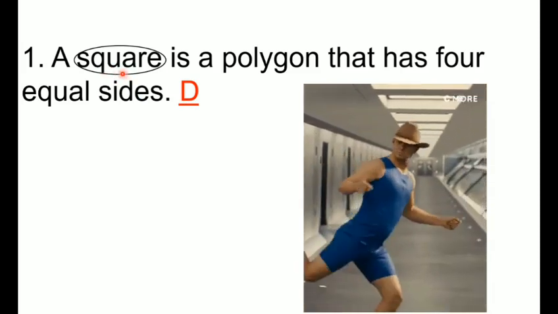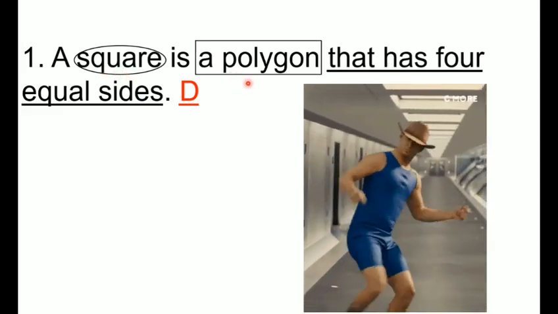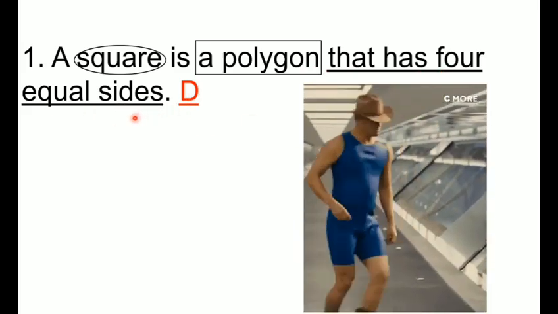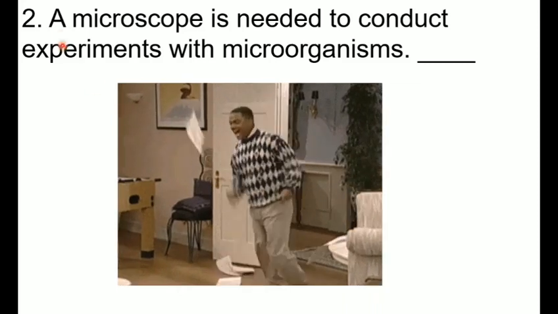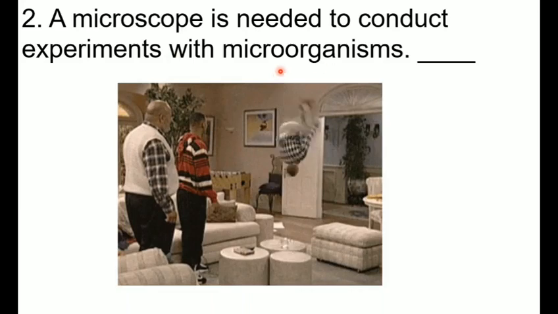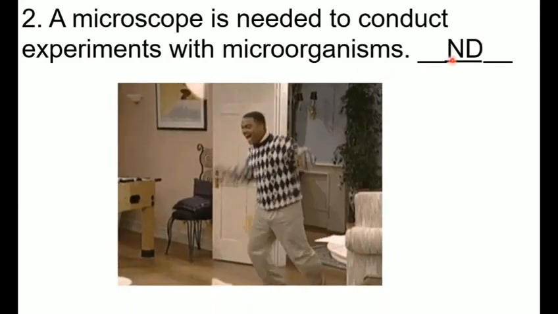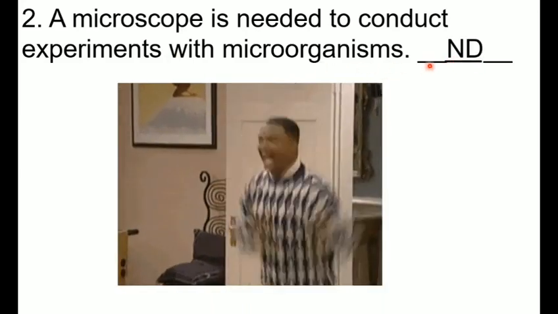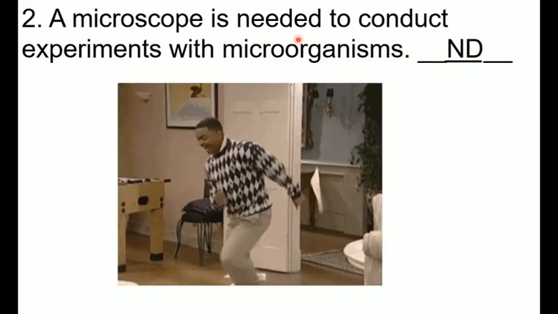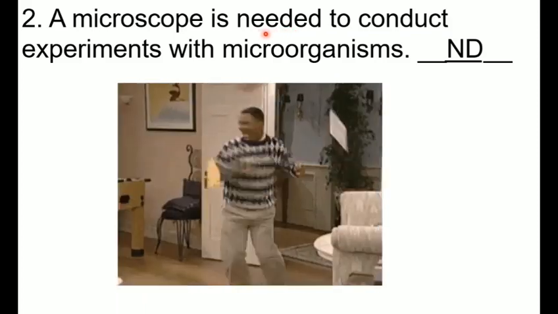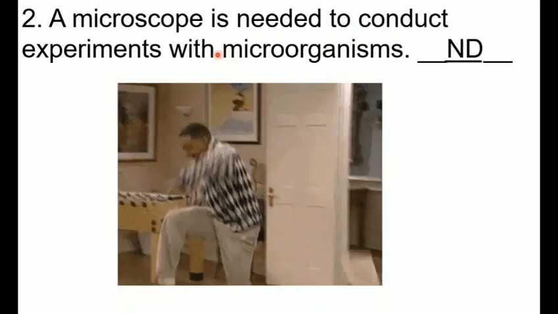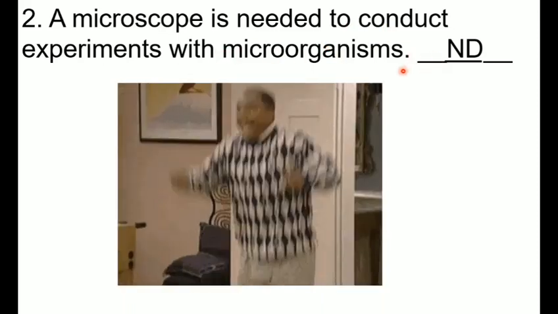Square is our term, polygon is our class, and that has 4 equal sides is our distinguishing characteristics. Okay, number 2. A microscope is needed to conduct experiments with microorganisms. This is not a definition. Bakit hindi? Bakit ito ay not definition? There is no classification. Walang class dito. Pagkatapos ng term, diretso na siya sa distinguishing characteristic. Cannot be considered as definition.